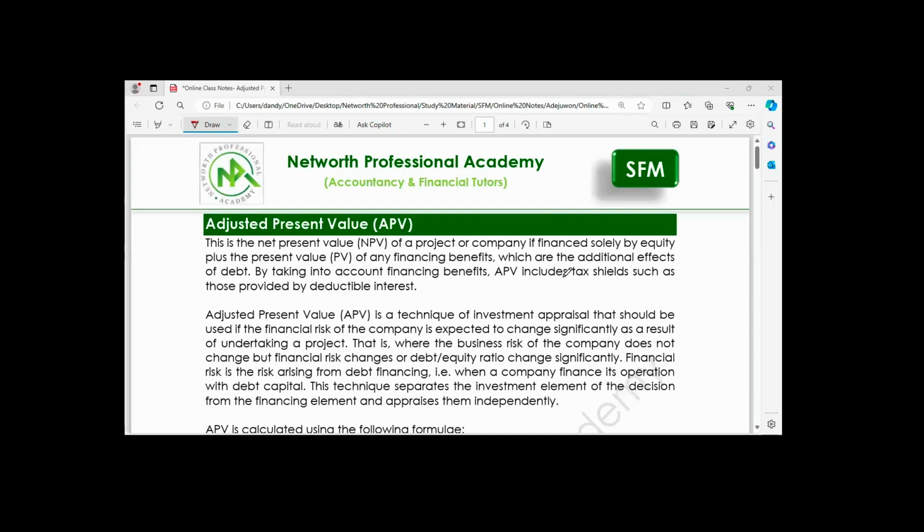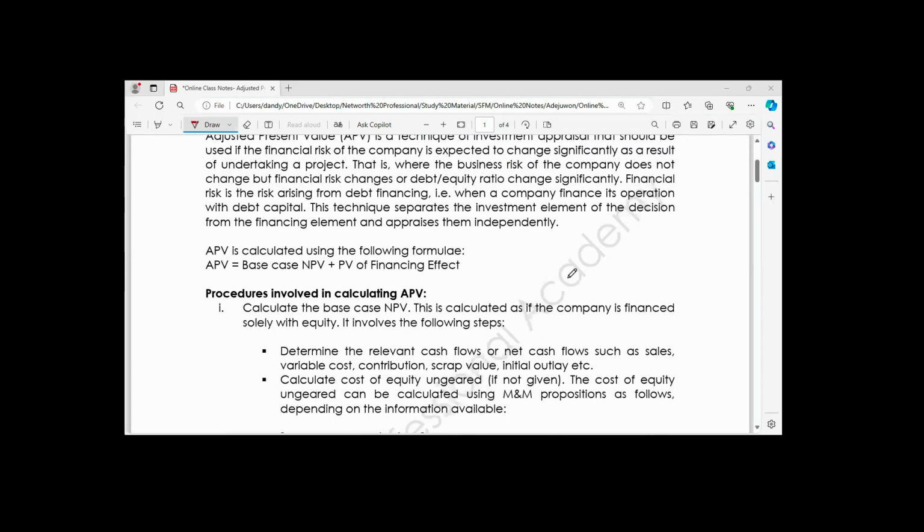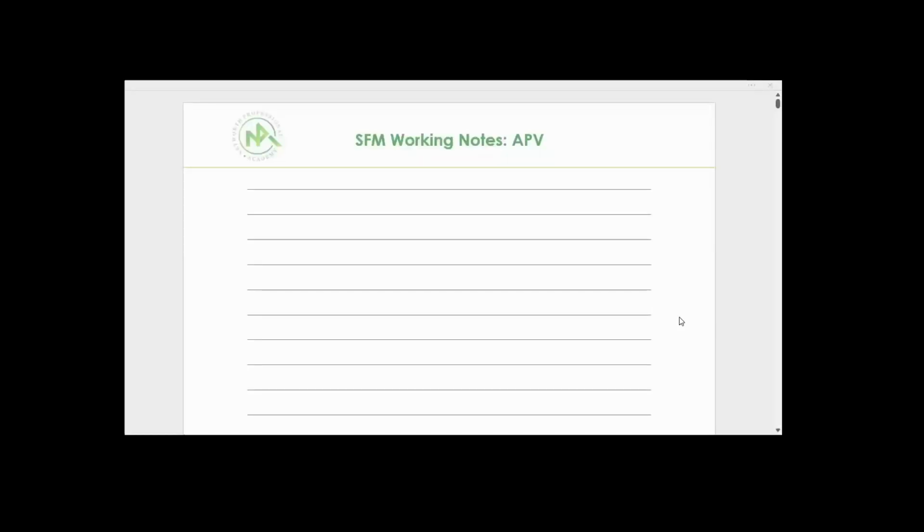So let's move to the next one, calculating adjusted present value. In the determination of adjusted present value, the following procedures should be considered. Let me switch to my working notes so that you appreciate what we're about to do.